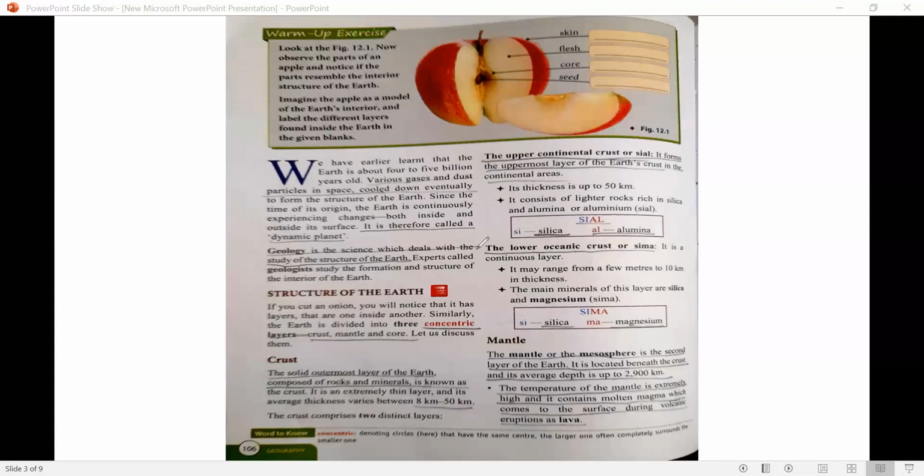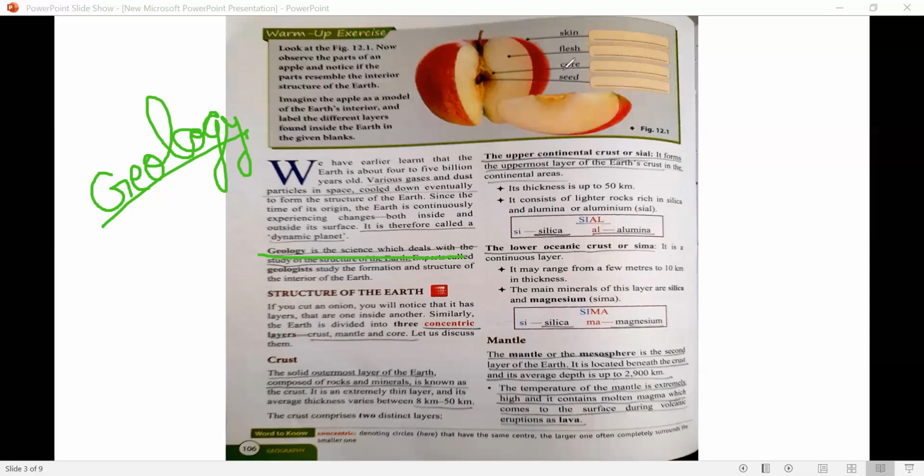Now, if we take a further look over this chapter, we see that geology is the science which deals with the study of the structure of the Earth. As we learn geography, we also learn geology. What is geology? Over here, geology is explained. Geology is the science which deals with the study of structures.